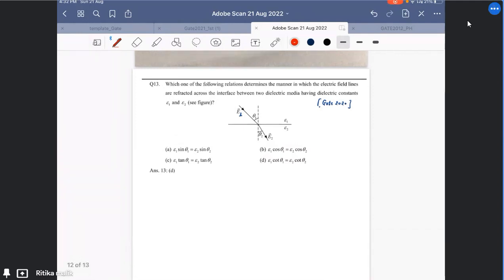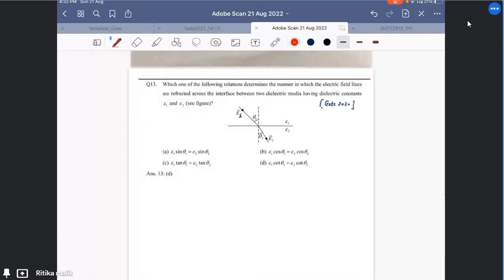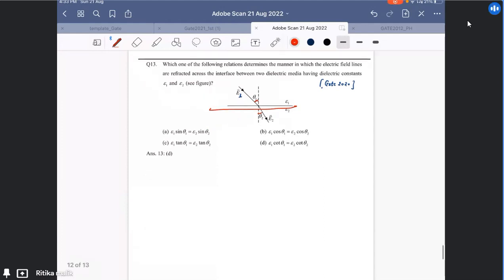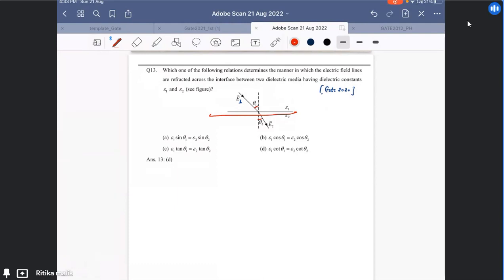This question came in GATE 2020, in which we are asked: which one of the following relations determines the manner in which electric field lines are reflected across the interface between two dielectric media having dielectric constants epsilon 1 and epsilon 2? So we are given an interface here, very much like a plane sheet. The electric field above the surface is E1 and below the surface is E2, and with the normal to the surface they make angles theta 1 and theta 2. The electric permittivity of the two media is epsilon 1 and epsilon 2, and we have to find which relation is correct.